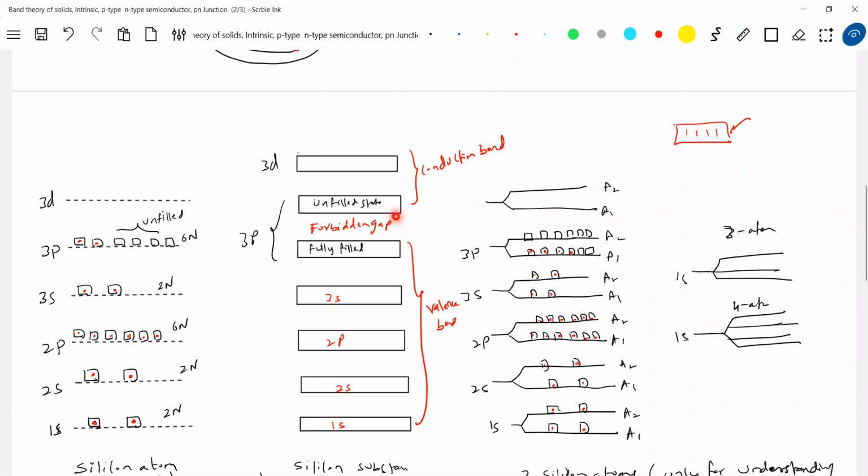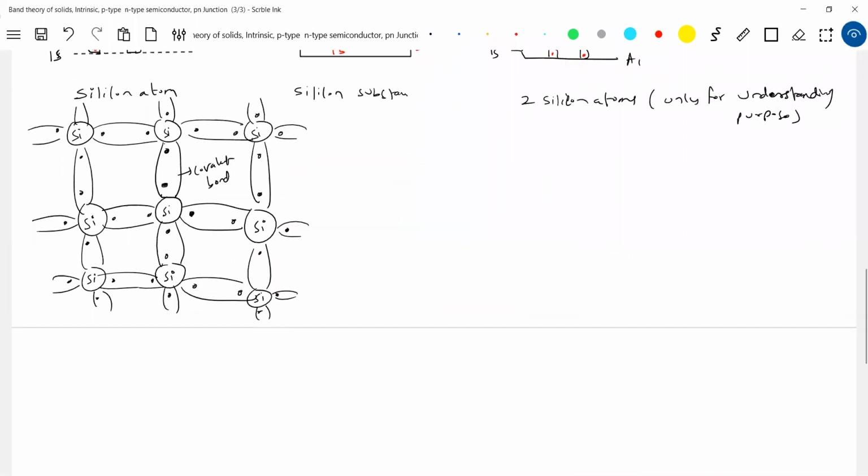Getting the idea? So this is a way of describing the band structure. This is silicon, the structure we show. It is a tetravalent atom, so the outermost orbit will have 4 valence electrons. It will share them with the adjacent atom and form a covalent bond. The dot represents a valence electron.